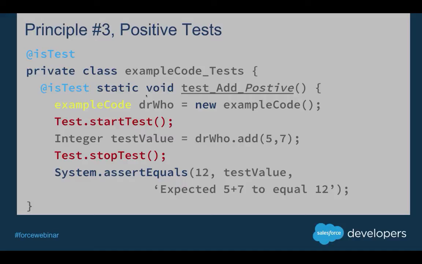We're going to actually run the method we want to call or test in this situation, which is the add method. We're going to give it the parameters of 5 and 7. We're going to stop the test. And finally, when the test is stopped, we're going to say the system assert equals, we expect the value 12. We're going to compare that against our test value that we returned from our tested method, and we're going to give it a friendly message. So this is about as basic as a positive test can be.